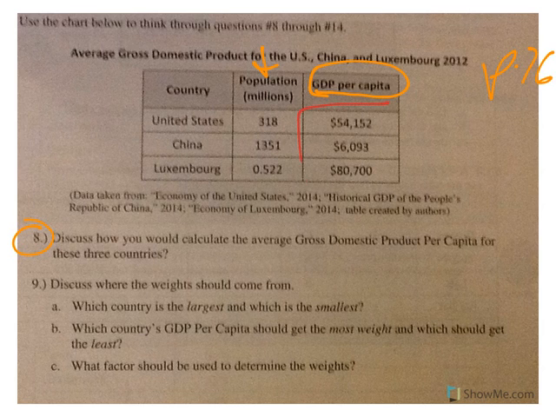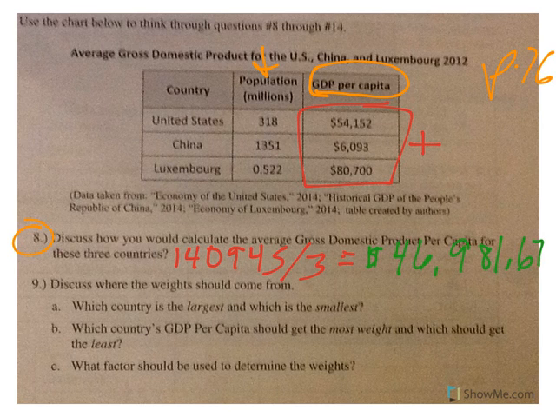Remember, the average, we would just add those together and divide. So if I add all 3 of these numbers together, I get 140,945, and there are 3 countries, so I would divide by 3. The average gross domestic product per capita is 46,981 and 67 cents. Now, that's pretty close to the U.S. GDP, but notice it's really inflated by the high value of Luxembourg.